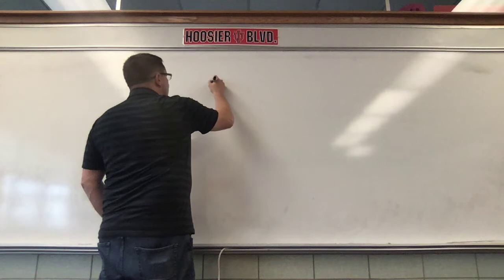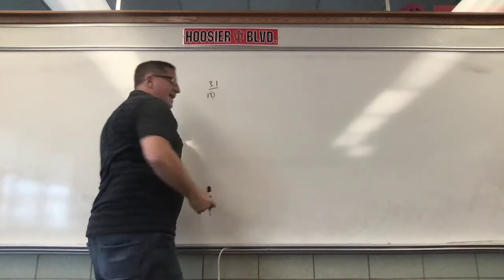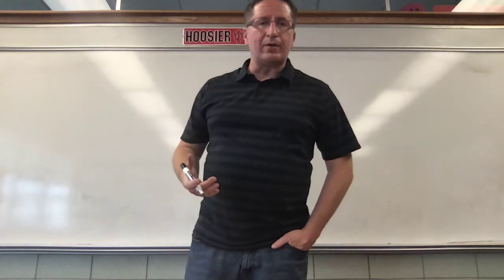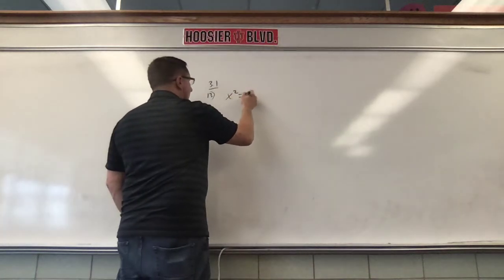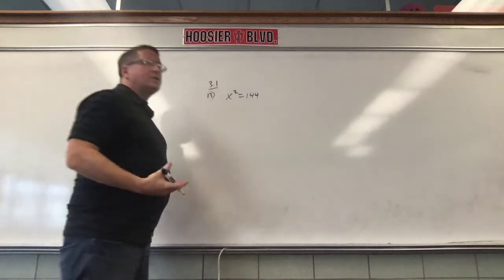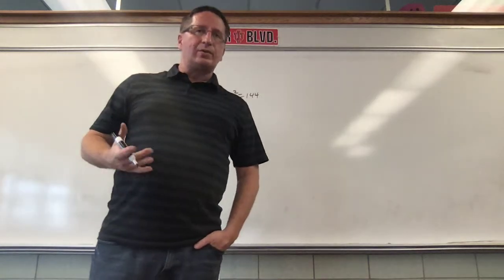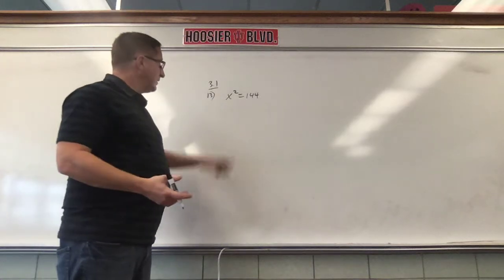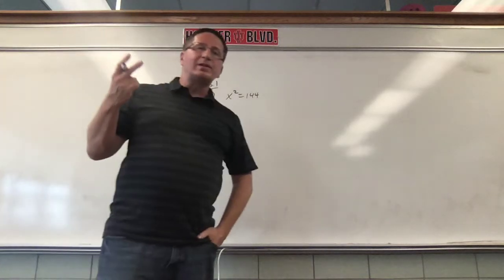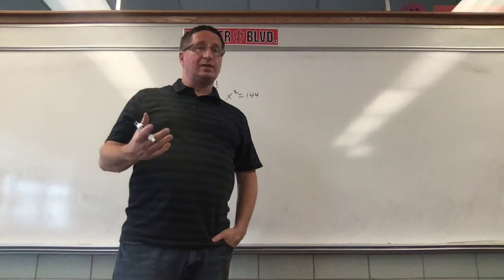So, section 3.1, we look at number 13. They tell you to solve this using square roots. It says x squared equals 144. Now, what you need to understand is this. As a general rule, and we'll talk about this more later, the power, the degree, in this case 2, tells you how many solutions there are. There are 2 solutions to this, okay?